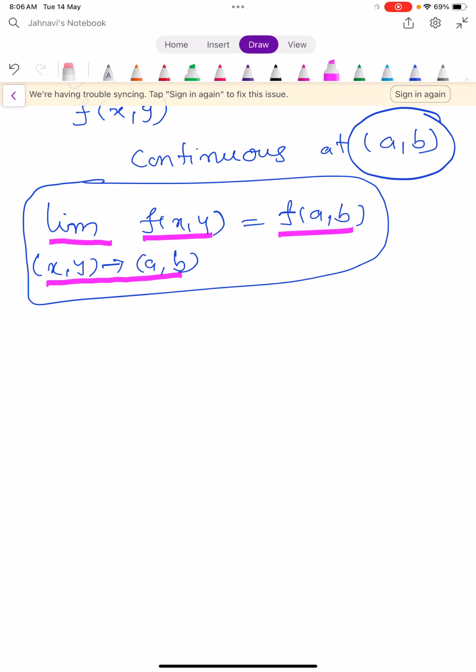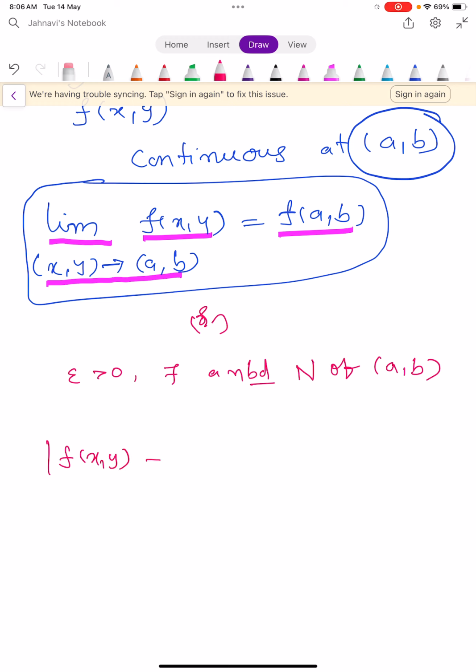You can rewrite the same definition like this also. The function f of x comma y is said to be continuous at a comma b if for each epsilon greater than 0 there exists a neighborhood capital N of the point a comma b such that mod f of x comma y minus f of a comma b is less than epsilon for all the points x comma y belongs to capital N.